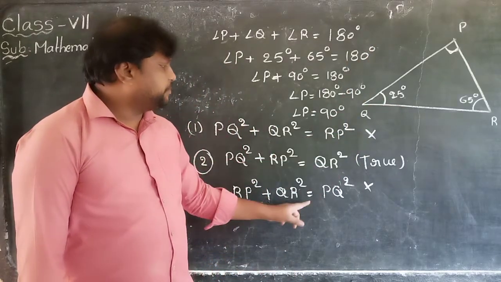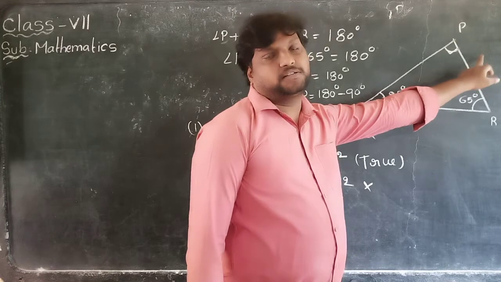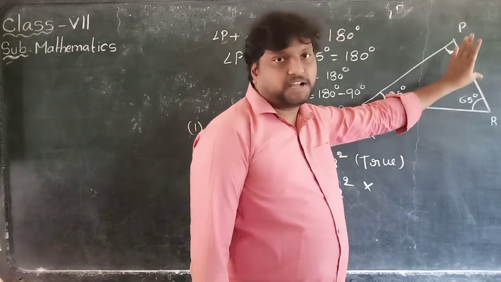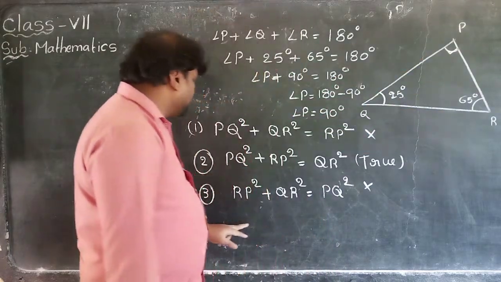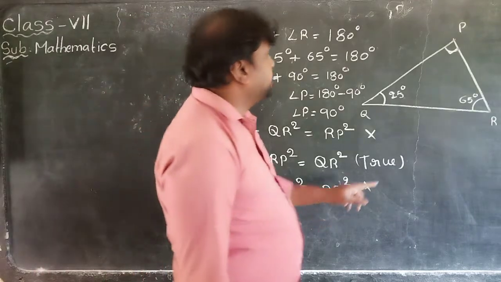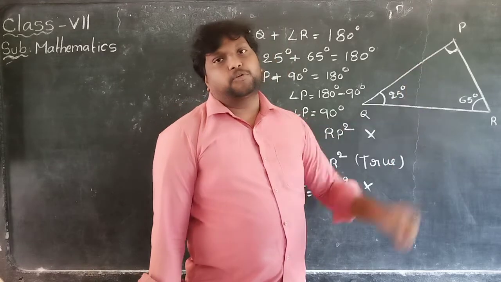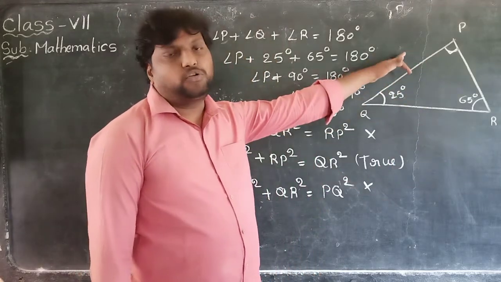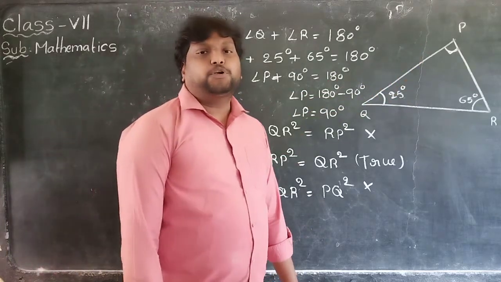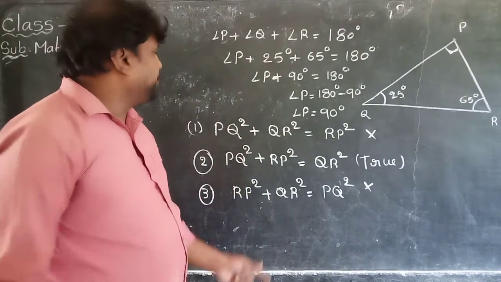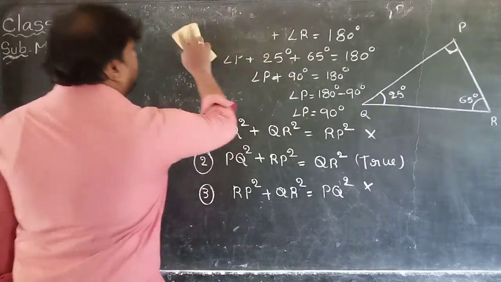Okay, here in the first statement and third statement, observe RP square is given. RP square means one side is given. One small side is equal to the hypotenuse square plus one more side. That is wrong. Same with the third one, RP square plus QR square. Here also the hypotenuse square and one more side's square are given. It is wrong. According to the Pythagoras formula, we have to calculate the hypotenuse square. Out of three conditions, the middle one is true, the remaining two are wrong. Okay, then we will check the next problem.